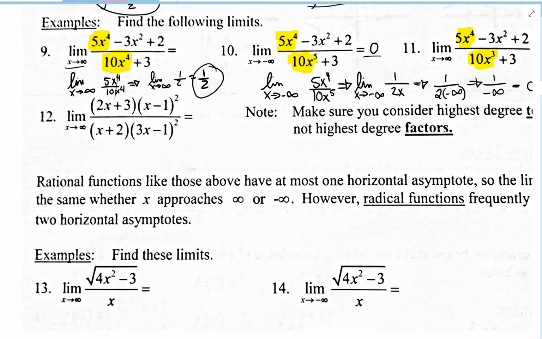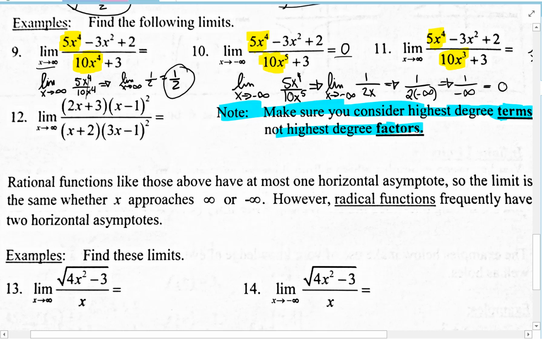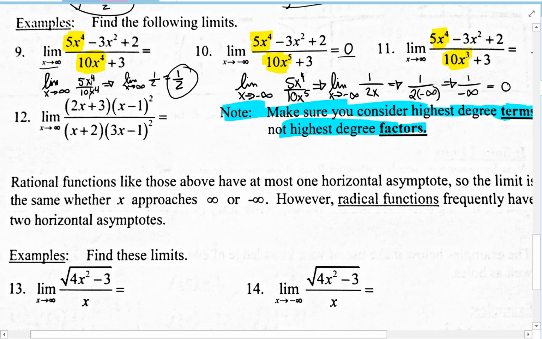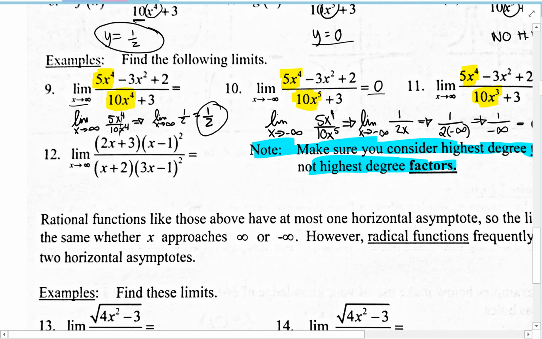For number 12, here is a note. Make sure you consider the highest degree terms, not the highest degree factors. Okay, so you want it after it has been multiplied out. So here we have one that has not been multiplied out, so it's a little bit more difficult to tell. I just want to get the first term, the one with highest degree, and I want the highest degree term in the denominator. So I will need to do a little bit of multiplying.